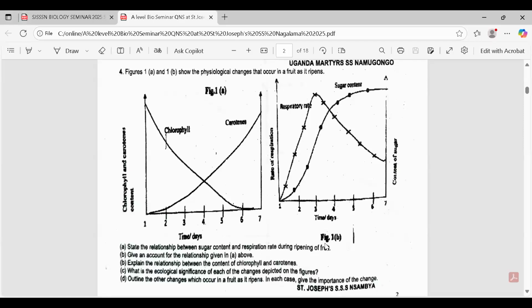Part A asks to state the relationship between sugar content and respiration rate during ripening of the fruit. I don't know if there is someone there who can give us an idea of how they could attempt this item.